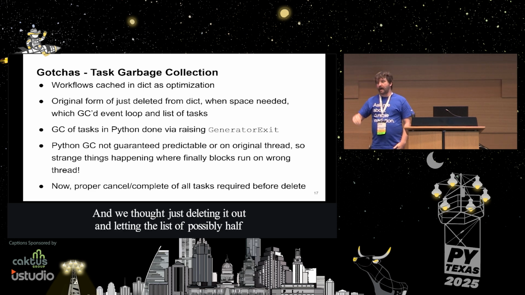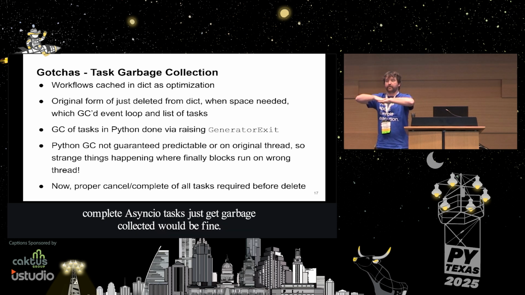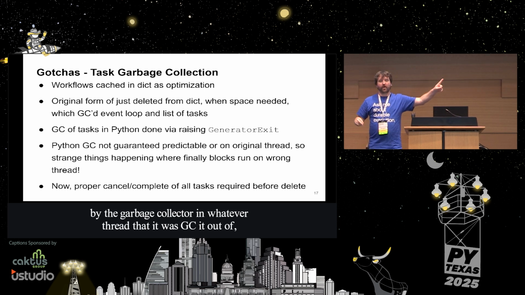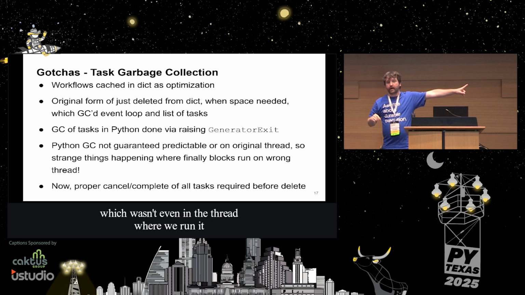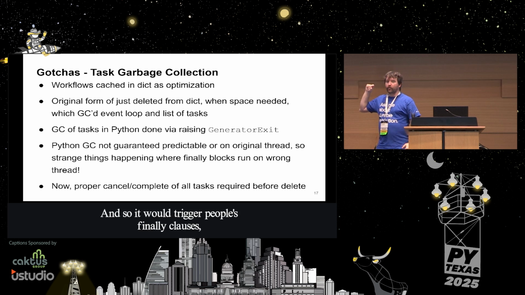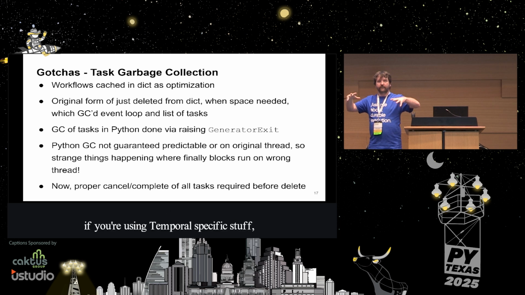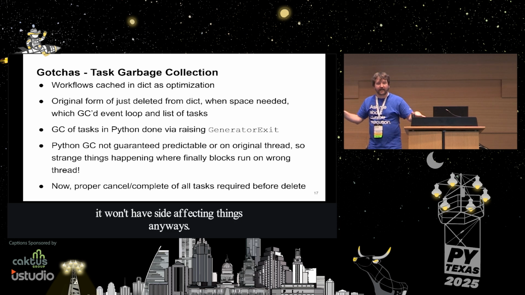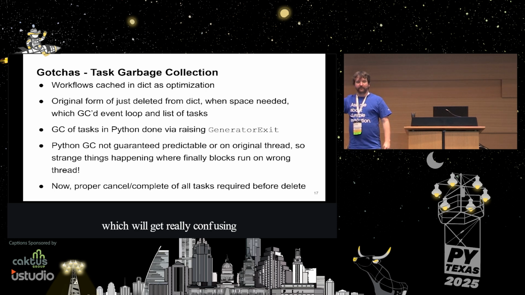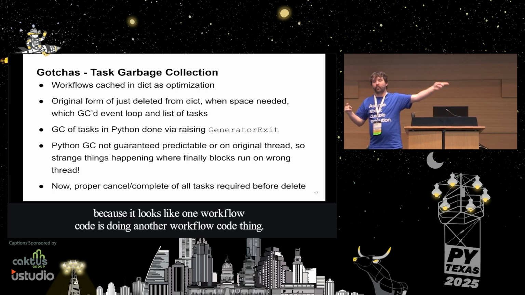And we thought just deleting it out and letting the list of possibly half-complete asyncio tasks just get garbage collected would be fine. But what would happen is generator exit would be raised in there by the garbage collector in whatever thread it was GC'd out of, which wasn't even the thread where we run it because we run these workflows in separate threads, even though they're their own event loops. And so it would trigger people's finally clauses, which we try and tell them, if you're using Temporal-specific stuff, it won't have side-effecting things anyways, but it'll trigger their finally clauses running in the wrong thread, which will get really confusing because it looks like one workflow's code is doing another workflow's thing.